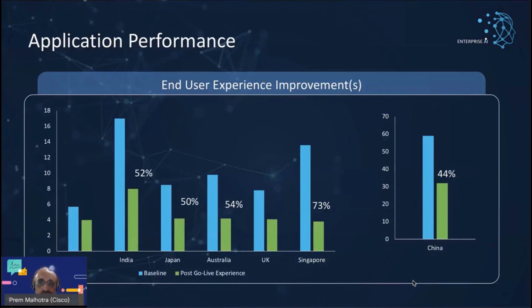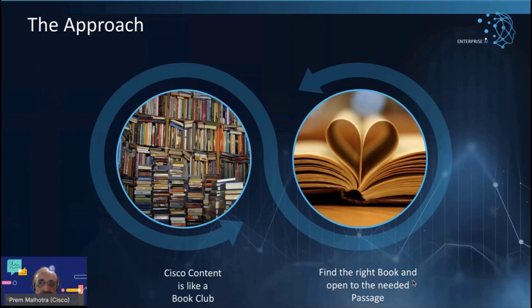Now let's look at the demo of this system. But before the demo, here's the strategy or approach used. The idea is that if you pick a book from a library and you open the book to the right page, that is the approach that we are using to get an answer at your fingertips.